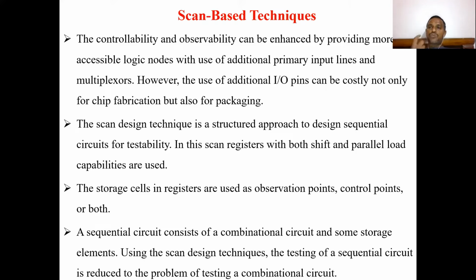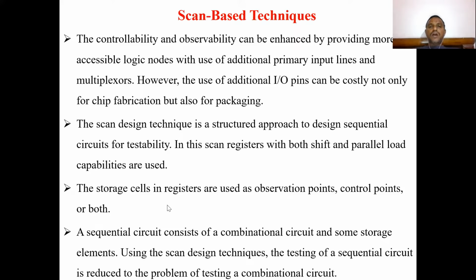Each flip-flop can store 1 bit of information. So an 8-bit register means we have to use 8 flip-flops. That is the storage elements we have in these registers, and these storage elements can be used as observable and controllable points, or both. So that is the point here.